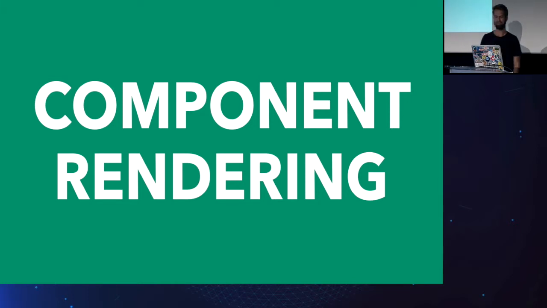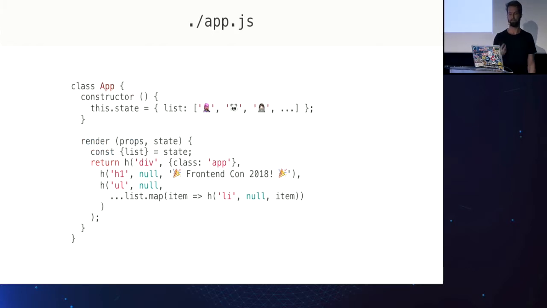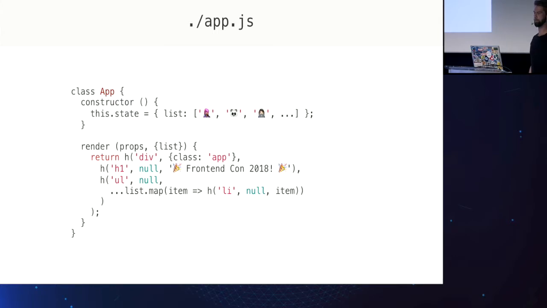So let's talk about components. This could be one component, but let's pretend that we want to write a class-based component. So this is how you usually do it. You have a constructor. Inside of this constructor, you define your state. Then you have a render function that returns this object that defines the UI, right? So let's make this a little bit shorter.